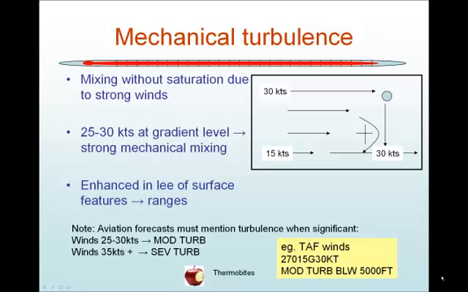An example TAF forecast is shown in the box, where the wind conditions are 270 at 15, gusting to 30 knots, and moderate turbulence below 5,000 feet has been forecast. And the value of 5,000 feet is the top of the height of an aviation forecast, a terminal aerodrome forecast.